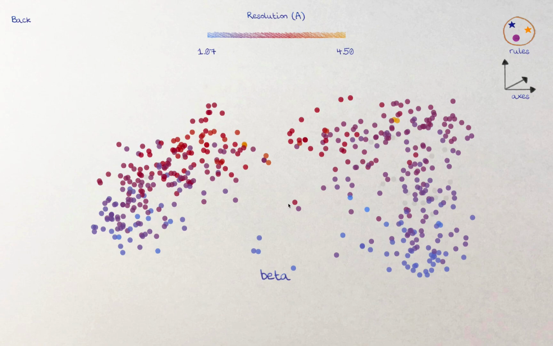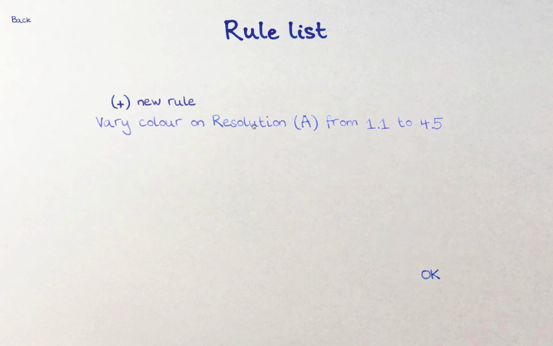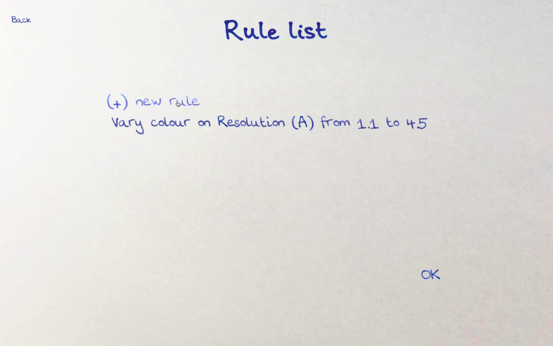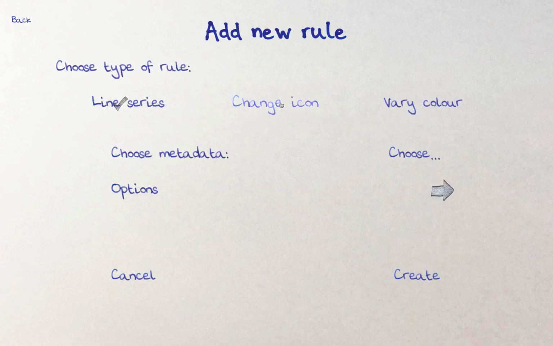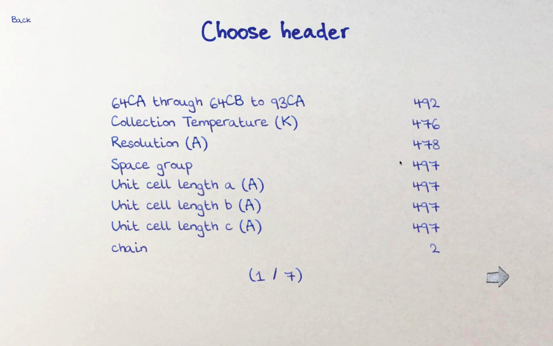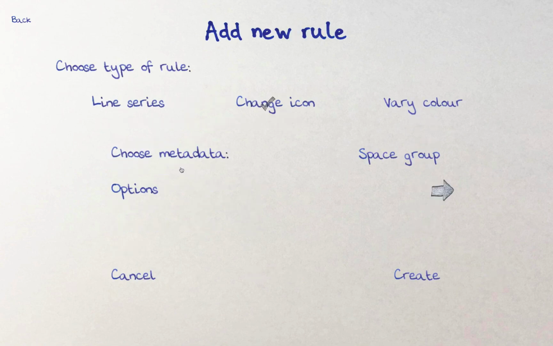There are other rules which we can make. So for example, if we go back to the rules, we can change the icon depending on the space group. So this allows us to see the distribution of the conformations of the protein with respect to the space group. And if we want to change the icon on the space group, then we need to enter the options.